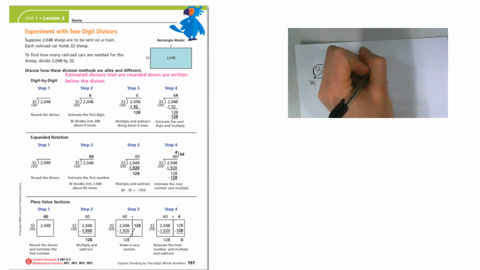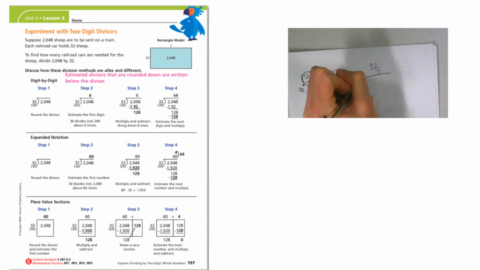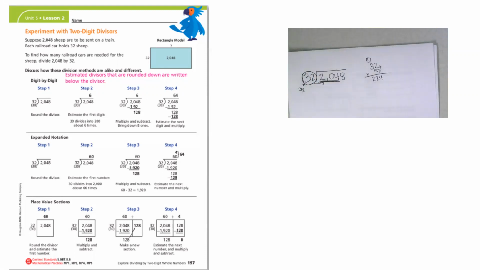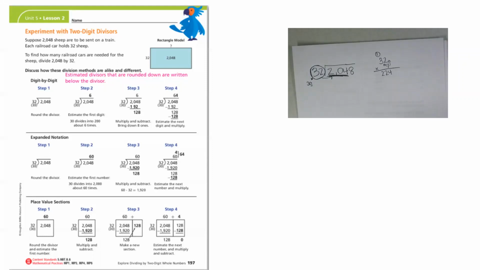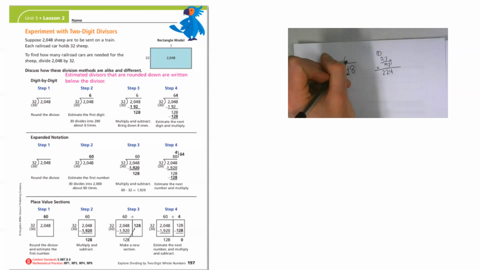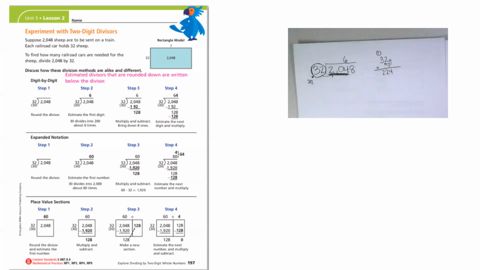And then they see what it would be if they take out 7. If I take out 7 groups of 32, it'd be 224. Then they ask themselves, can I take out 7 groups? And that answer is no. You cannot take out 7 groups because you only have 204. So it's got to be 6 groups.